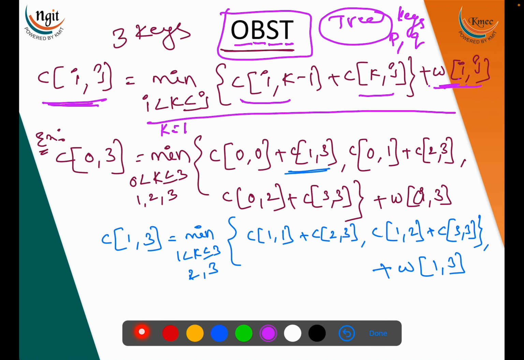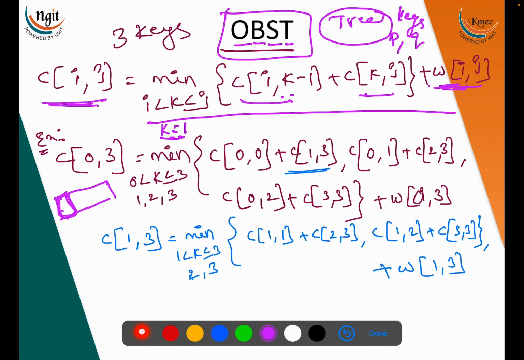Among my 4 keys, I have chosen the first key to be at the root position, that is k equal to 1. So my first element is in the root position. Then we will find the cost between the before element and the present element. Whichever is minimum will be added with this w(i, j).